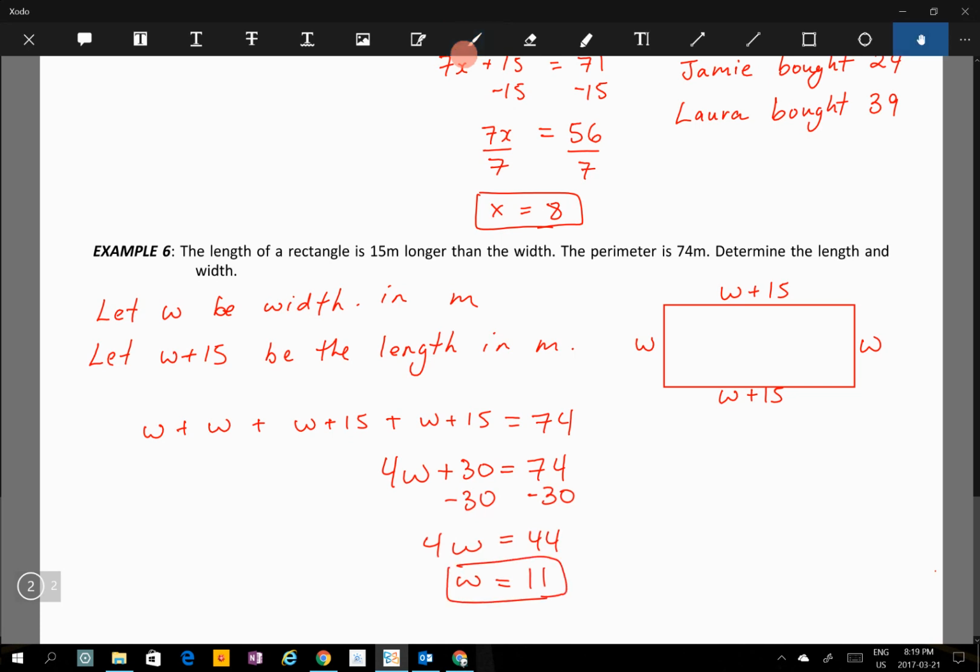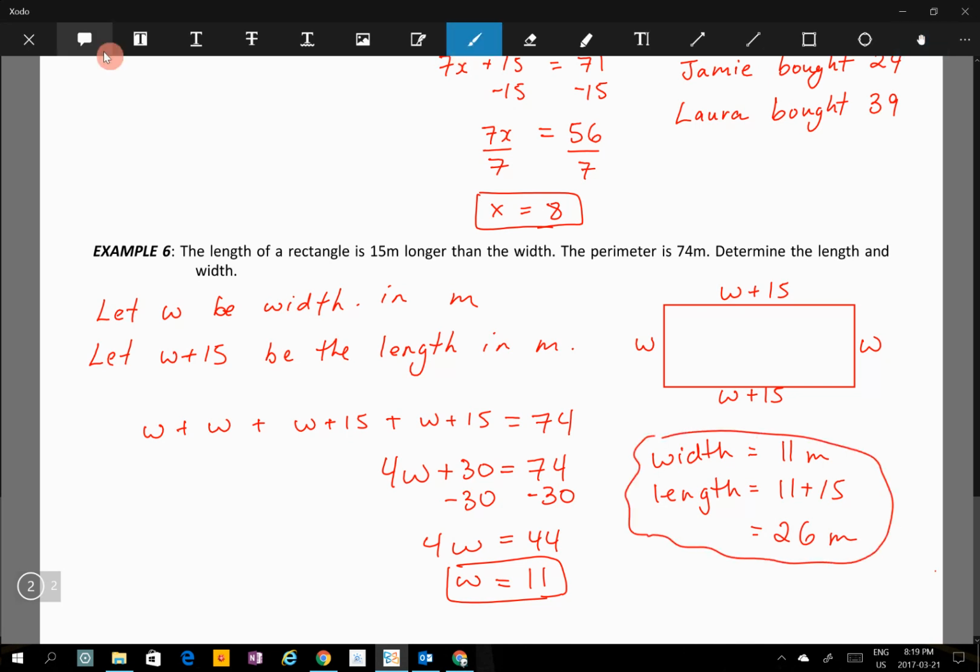Okay, so now I have my width. My width is equal to 11 meters. And that means my length, if I add 15 more, is 11 plus 15, which is 26 meters. And there you go. This is my final answer.